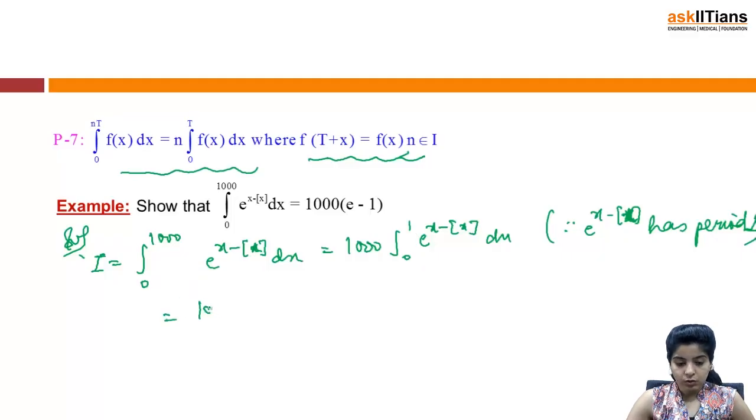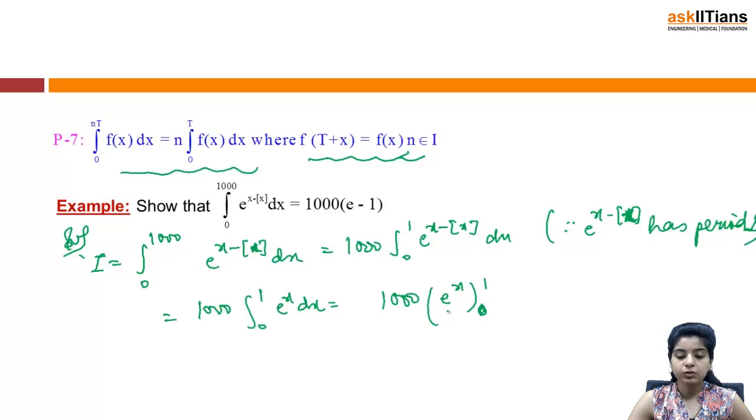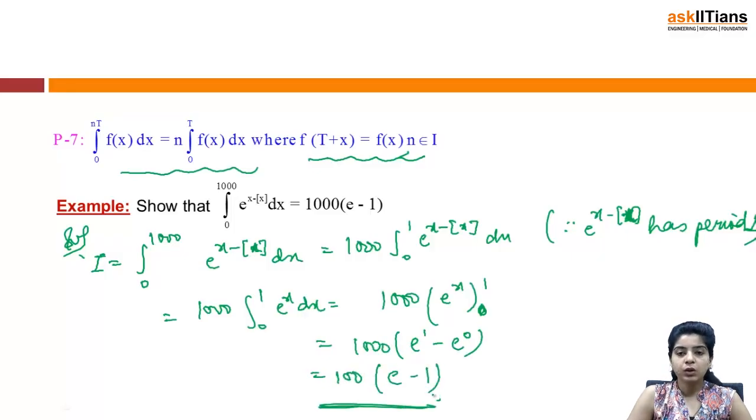So this will be equal to 1000 times the integral from 0 to 1 of e raised to x dx, and so I have 1000 and then just simply integrate it, and so we have e raised to x from 0 to 1. The integral of e raised to x is again e raised to x, so simply put the limits, and so we have e raised to 1 minus e raised to 0. So finally we have it as 1000 times e minus 1.